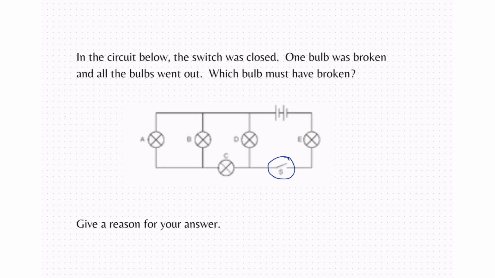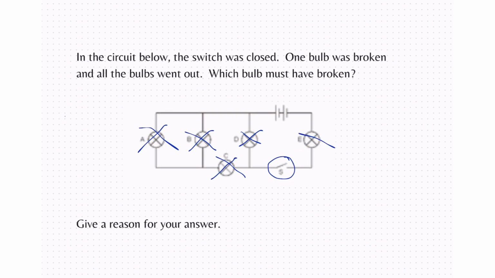Now this is a test of your understanding of a parallel circuit. For all of the bulbs to go out, there must be a complete break in the circuit, which means the current cannot flow any other pathway to the other bulbs. So for example, if this bulb went out, 2 bulbs would still light up, D and E. But that's not what they're asking you. They're asking you which bulb must have broken to mean that all of these bulbs don't work.